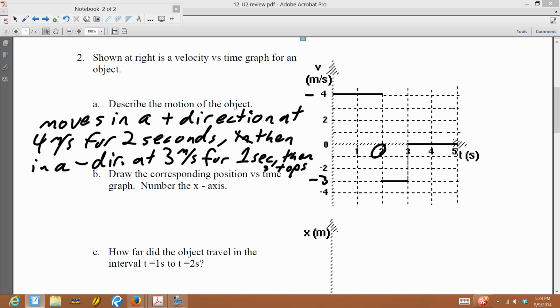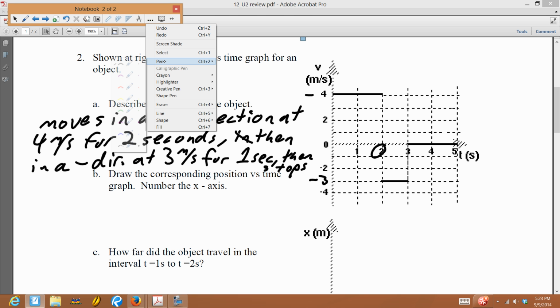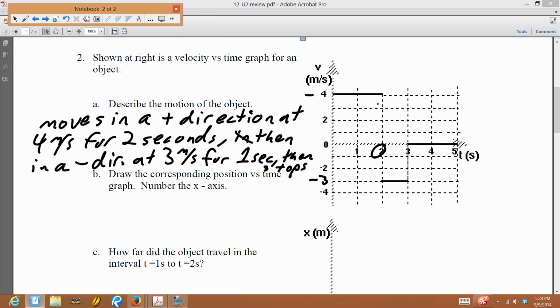Draw the corresponding position versus time graph down below here. We'll do that next. And then how far did the object travel in 1 to 2 seconds? There's more than one way to say how it traveled. I'm going to first use the velocity versus time graph here. So here is 1 second and here is 2 seconds. And how far it traveled is the area under the velocity versus time graph. So this shows me the displacement, or the change in position.